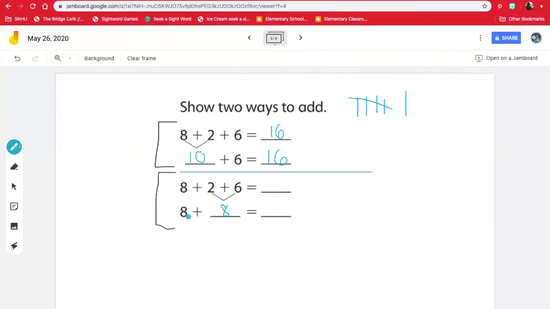Here we need to add 8 plus 8. A doubles fact. Let's draw tallies to count on. So put 8 in our calculator. 9, 10, 11, 12, 13, 14, 15, 16. 8 plus 8 is also 16, which means 8 plus 2 plus 6 is 16. Good job.